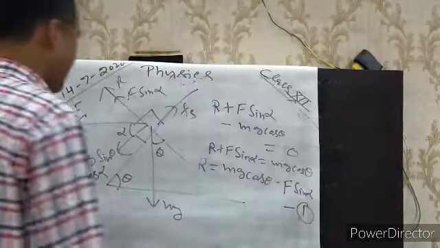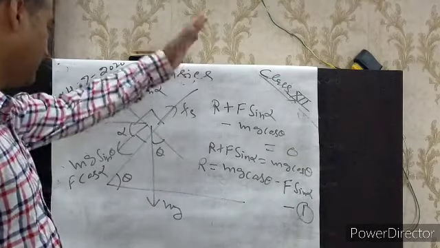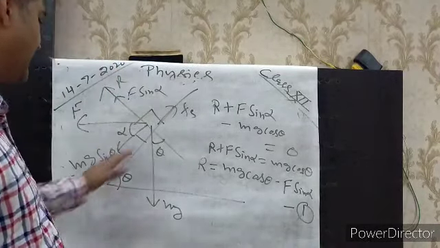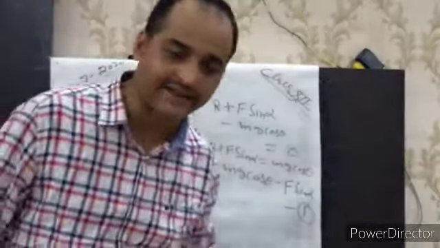Question 1. Now what we have to do? We have to take F is equal to ma in this direction. In this direction how many forces are acting? 3.